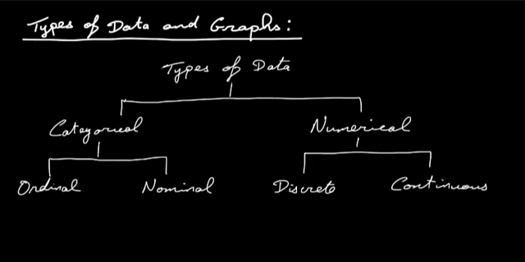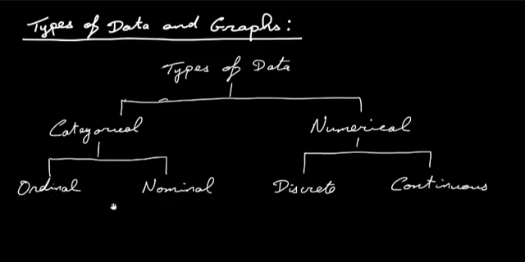Okay, so let's have a look at different types of data and graphs that you would use to plot these different types of data. We're going to look at two types: categorical data and numerical data. Now, categorical data is basically data that are not numbers, so things like hair color or car color or types of music are non-numerical.